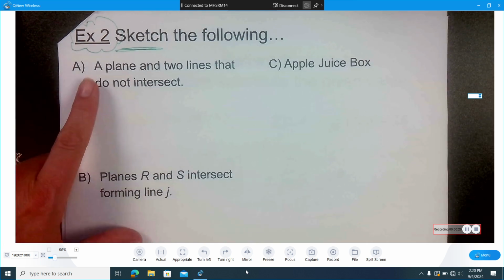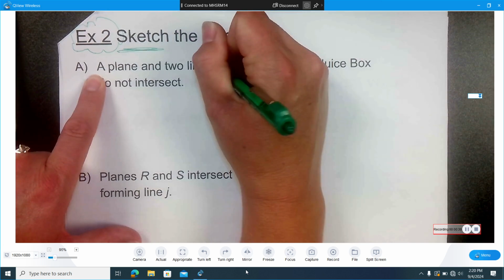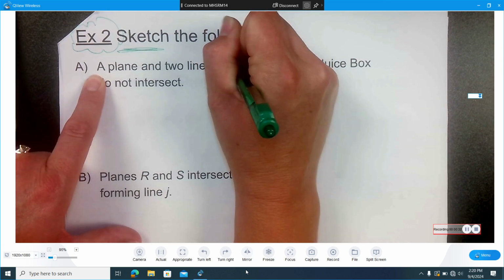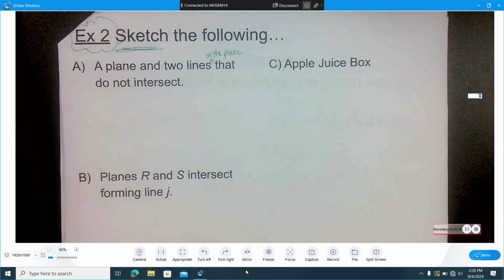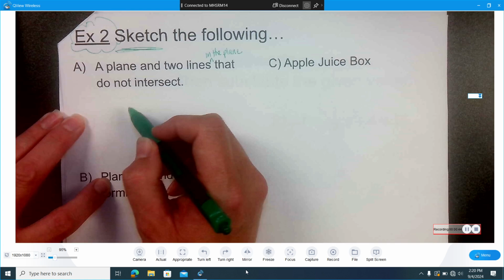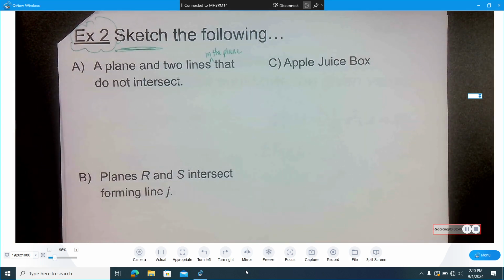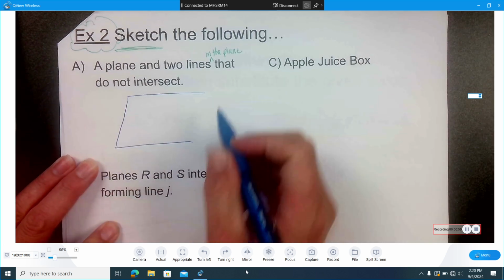So the first thing we're going to sketch here is a plane and 2 lines. I left out some words: a plane and 2 lines in the plane that do not intersect. So in order to sketch this, I'm going to start with a plane. I can draw a plane. Is green showing up okay, or is it not great? Not great. Okay. Switching to blue. So I'm going to go ahead and draw my plane.